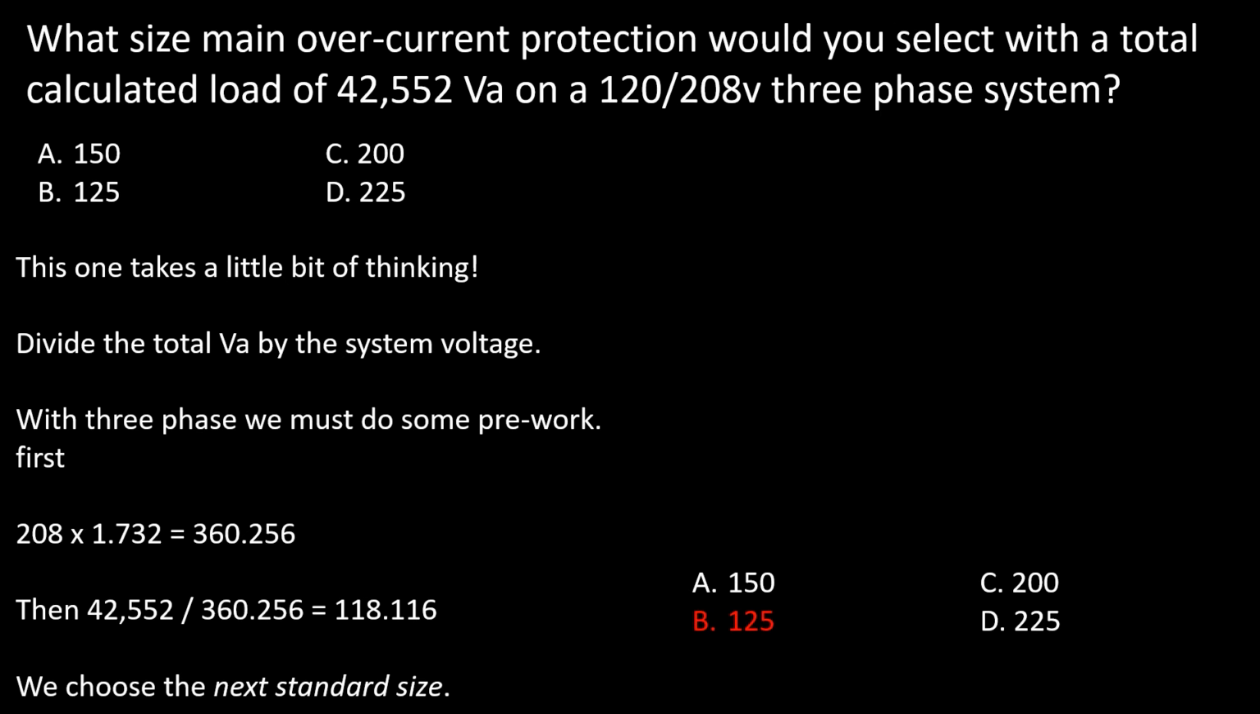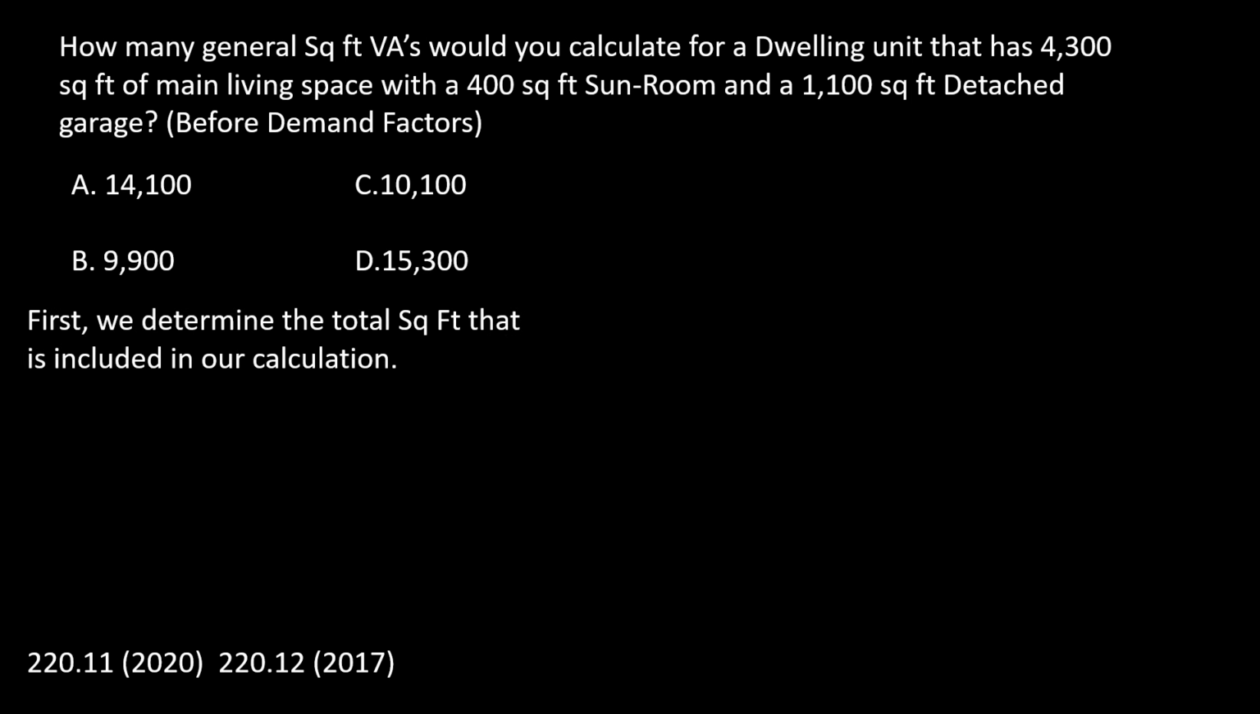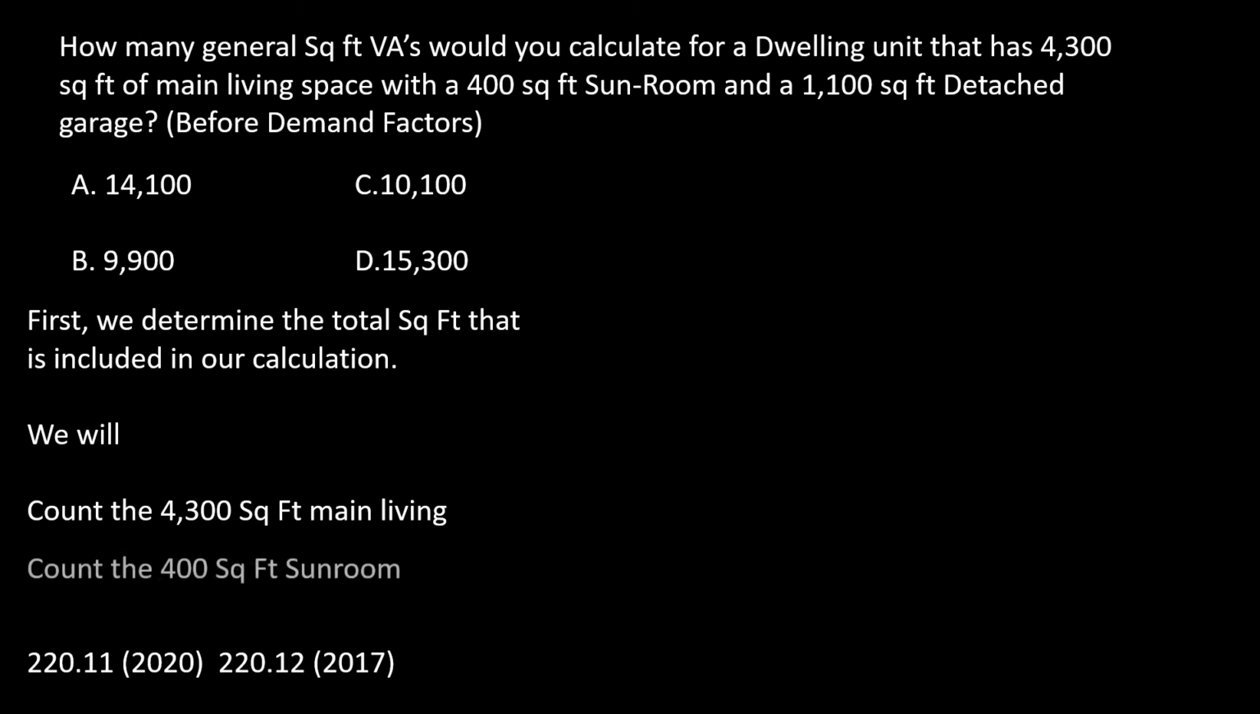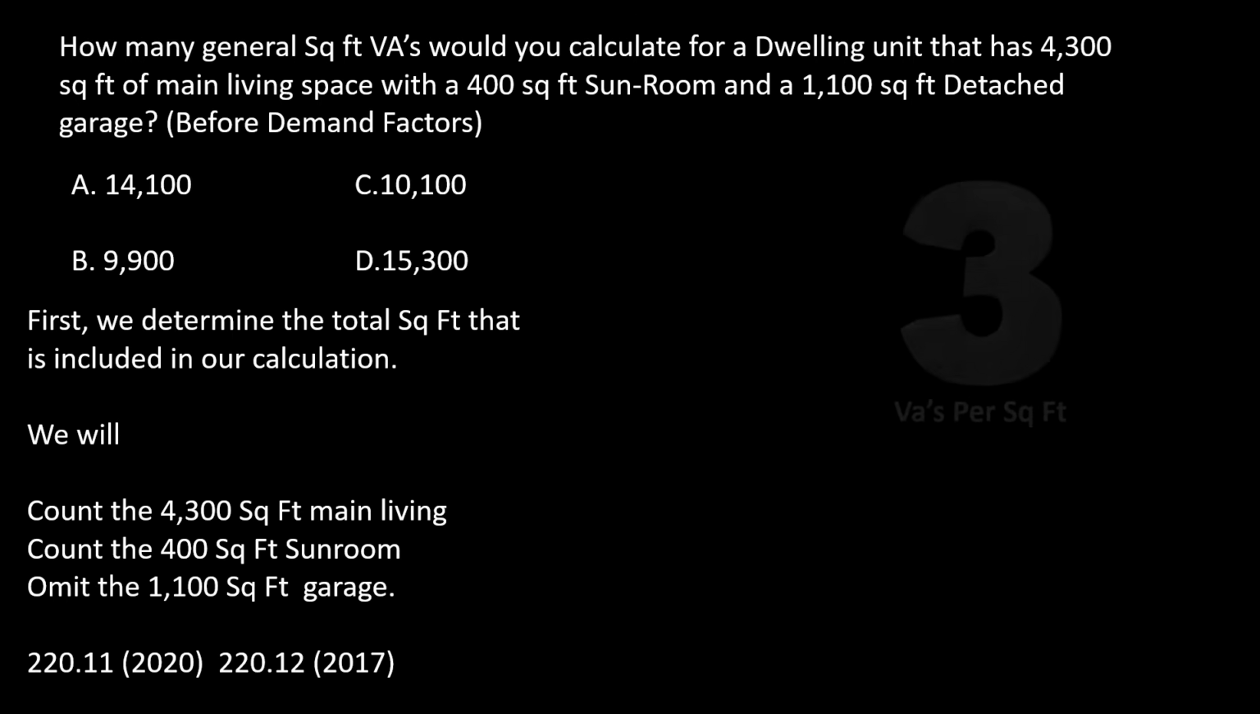How many general square foot VAs would you calculate for a dwelling unit that has 4,300 square foot of main living space with a 400 square foot sunroom and an 1,100 square foot detached garage? First, we're going to determine the total number of square foot that is included in our calculation. We will count the 4,300 square foot of main living space. We're going to count the 400 square foot of the sunroom. We're going to omit the 1,100 square foot garage.